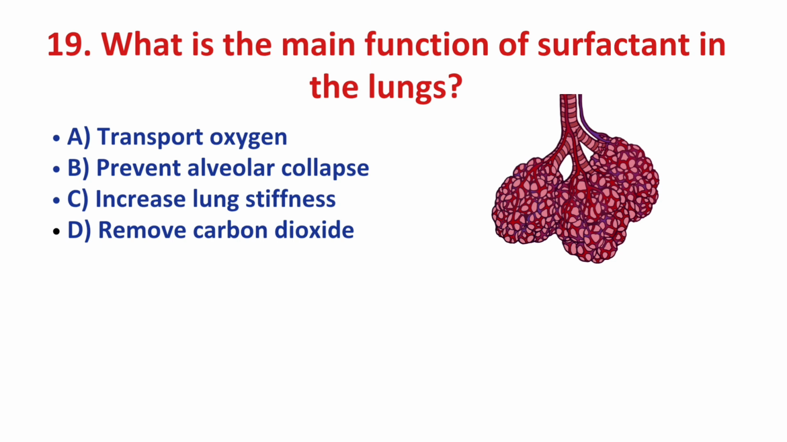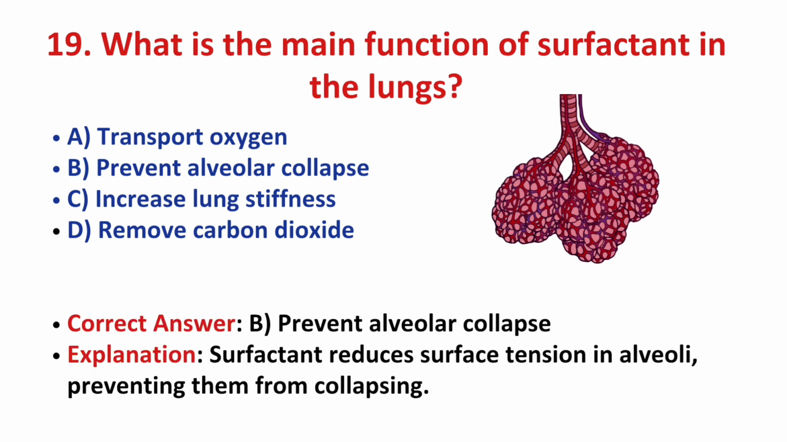Next question, what is the main function of surfactant in the lungs? Options are transport oxygen, prevent alveolar collapse, increase lung stiffness and remove the carbon dioxide. Correct answer is option B, it prevents the alveolar collapse. Surfactant reduces the surface tension in alveoli and prevents them from collapsing. So the correct answer is option B.